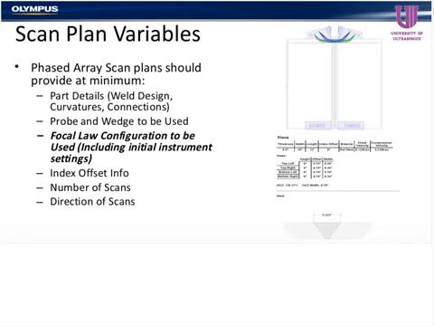But oftentimes through our codes, we don't get an idea on how to manipulate those essential variables. So the list that you're looking at right now, the part details, the probe and wedge that you're going to use, the focal laws that you build on the instrument, number of scans, the direction of scans, these end up being listed as an essential variable. But let's take a little bit of a deeper look at some of the codes that are out there that include phased array and require this information.